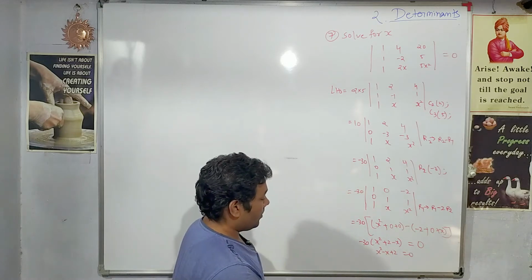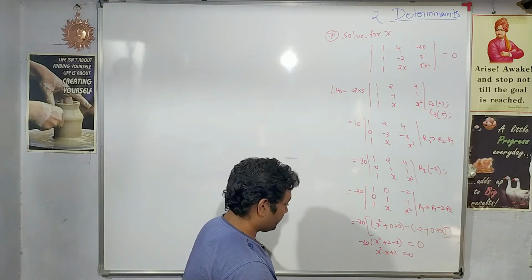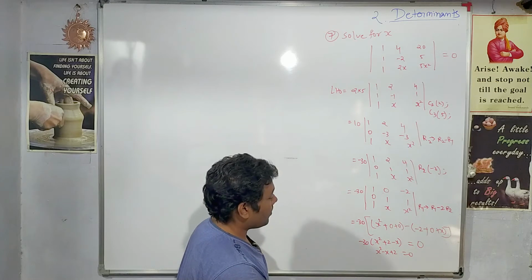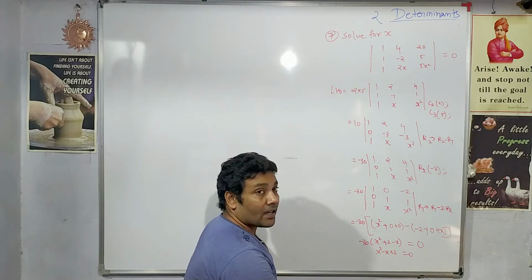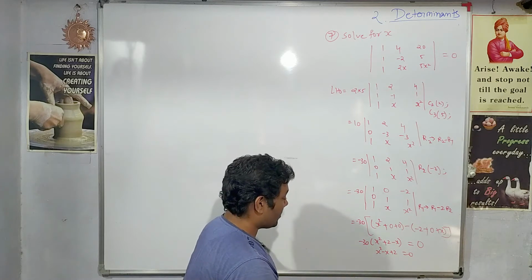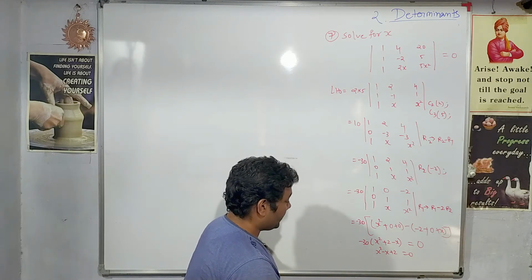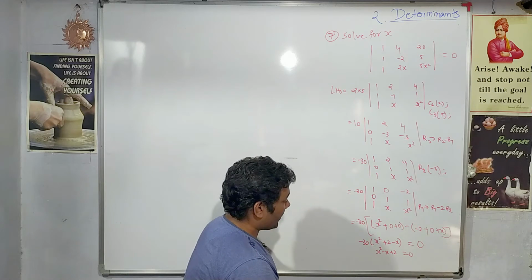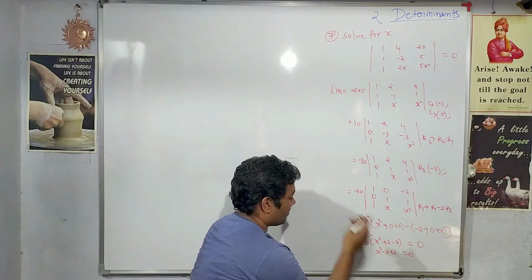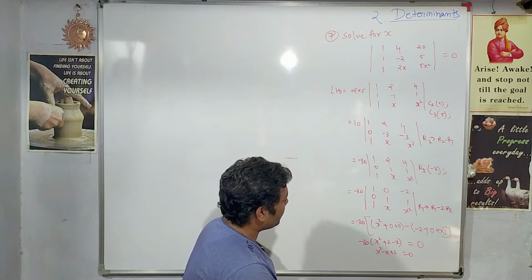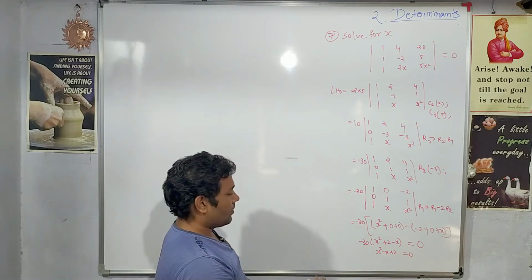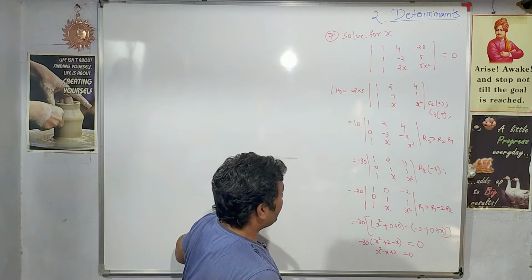Now if you can open this, this is not any perfect square, so you will have to use Sridhar Acharya method for the solution of this quadratic equation. Or can you find out any factors? No, I don't see any option to find out the factors. So I'll use Sridhar Acharya's method.